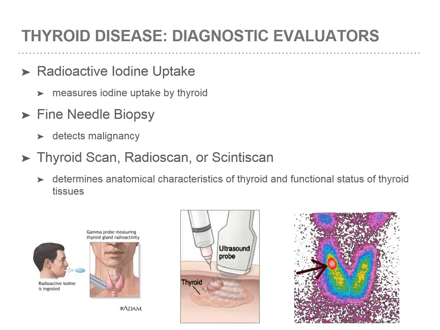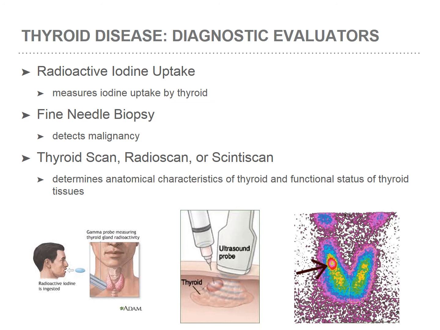So, your diagnostic evaluators. I just talked about your radioactive iodine uptake. That's when you give somebody iodine that they ingest, like in a pill, and then you can monitor their thyroid. You can check it with the gamma probe to measure how much radioactivity was absorbed into the thyroid gland, and then you can look at their T3 resin uptake as well.